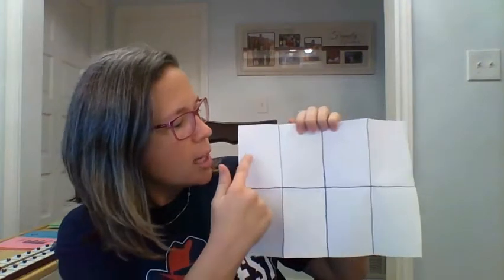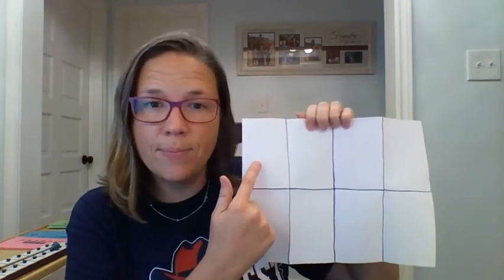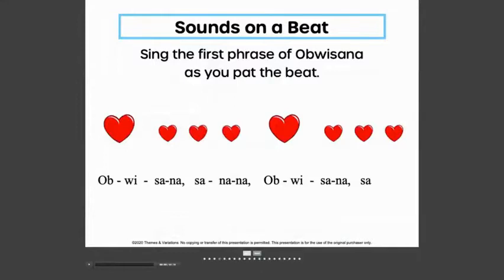So we're going to be starting right here with square number 1. We are going to begin by tapping the beat of Obwisana. Remember that the beat stays the same. These 8 heartbeats that you see on your screen represent the 8 squares you have on your paper. So let's tap each square as we sing. Place your finger on the first square of your paper and we're tapping the beat. Here we go. Obwisana sa na na obwisana sa. That's the first 8 beats of the song Obwisana.